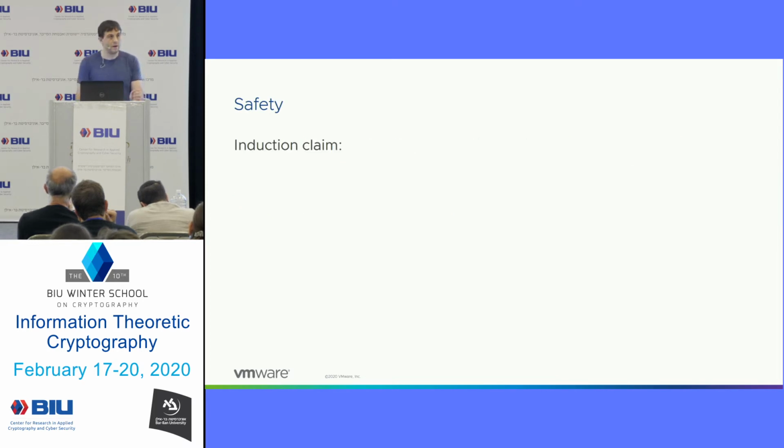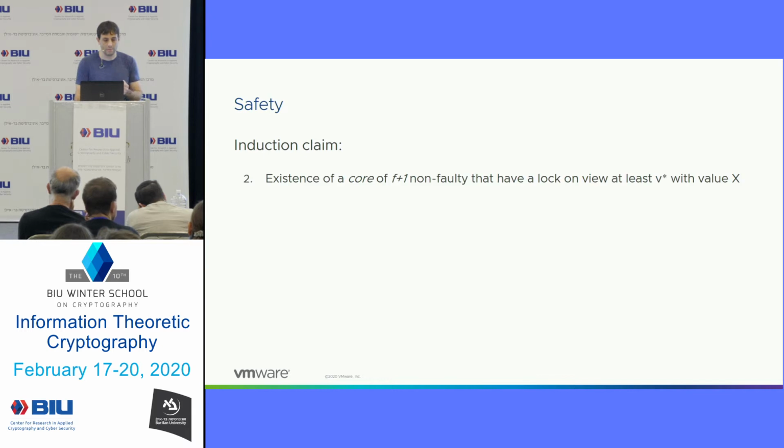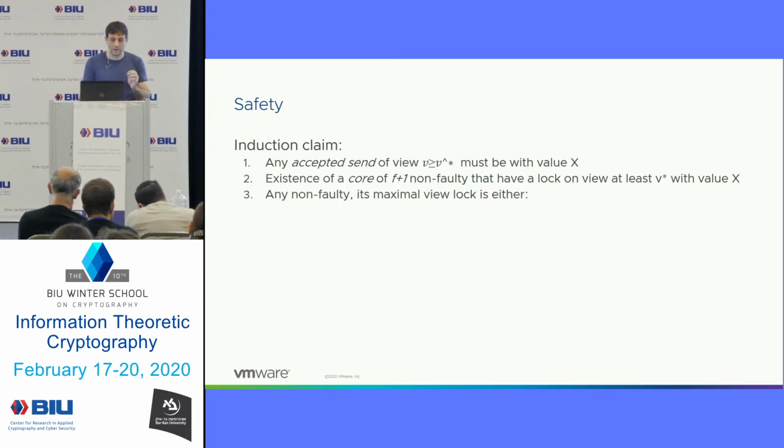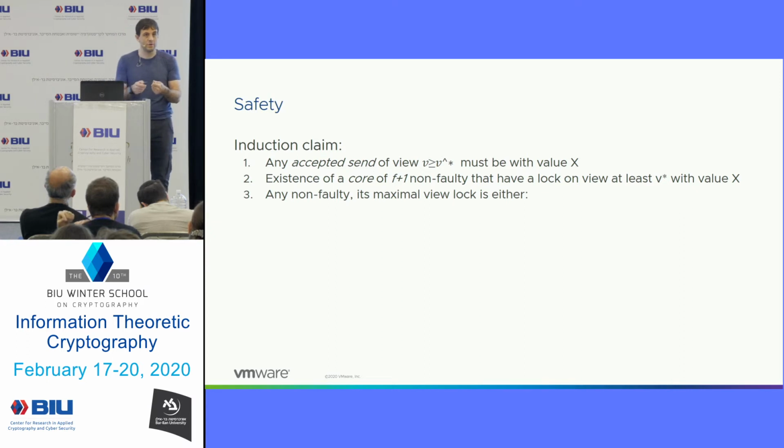And for the induction, we actually want to state a stronger statement. This is very standard in induction, where you state something stronger in order to prove your claim. So we'd like to get these three properties. The first one is that indeed, if a primary sends a value that's actually accepted, so there are at least n minus f echo 1s, then it must be with the same value.